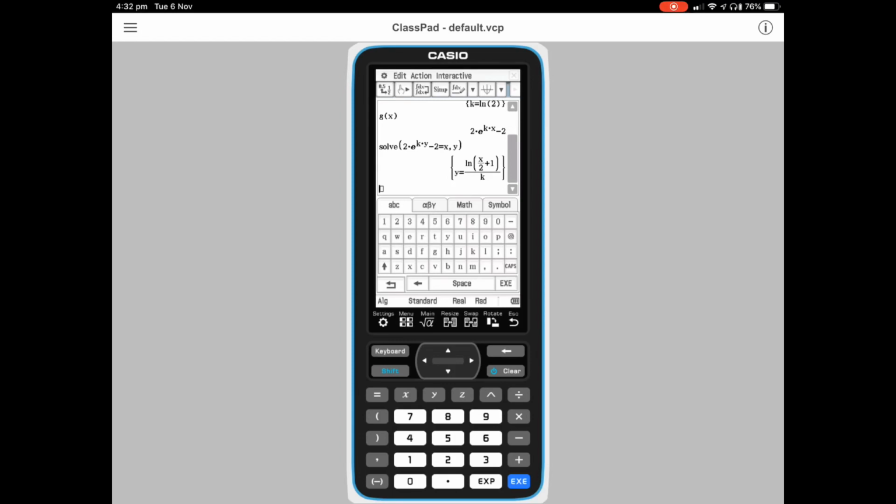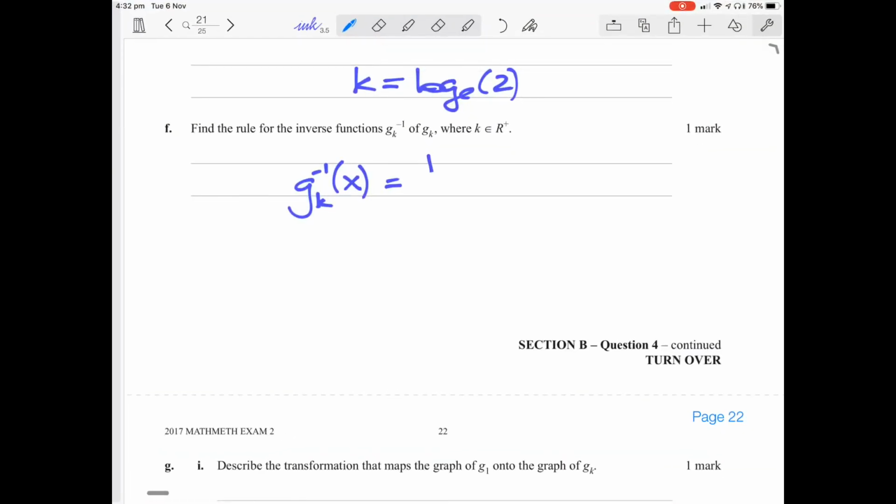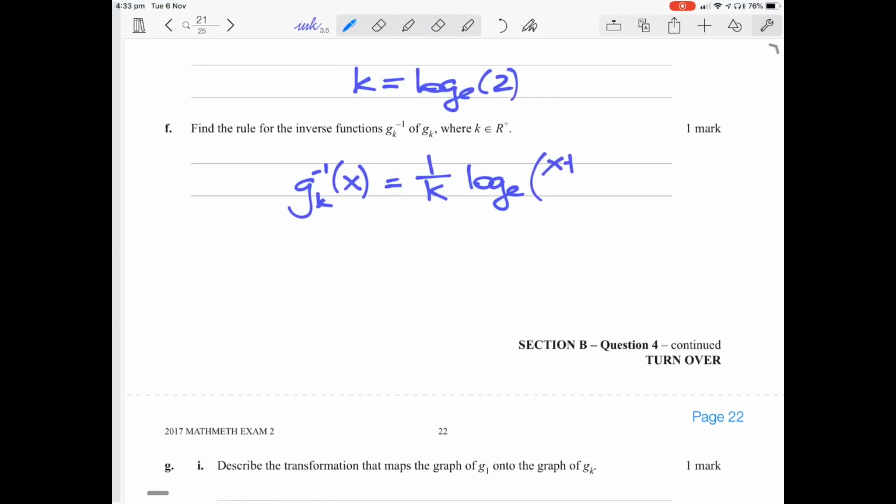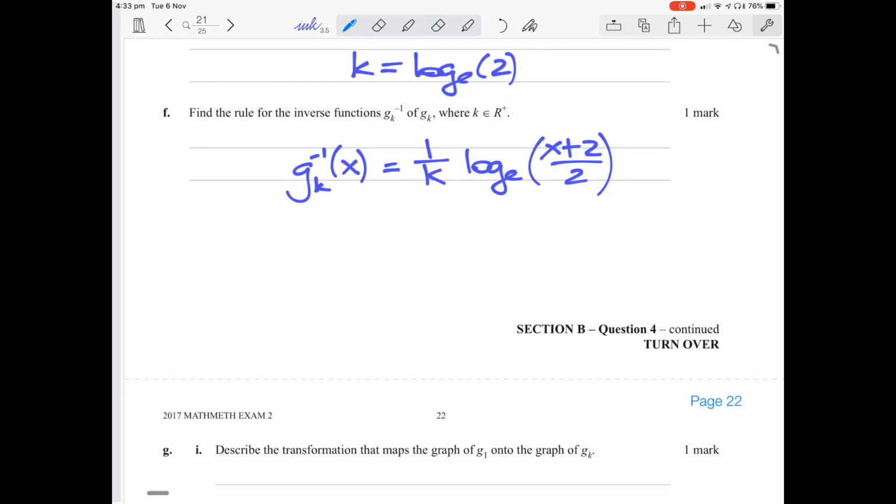1 on k log e, now I'm going to put it over a common denominator, (x plus 2) on 2. Find the rule for the inverse function. It should say inverse function, there's not multiples. We know x plus 2 has to be greater than 0, so therefore x has to be greater than negative 2. So I'd do that just in case. It doesn't say to state the domain, but I'm going to state it.